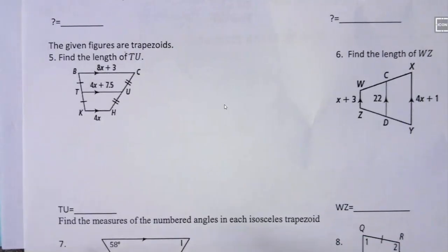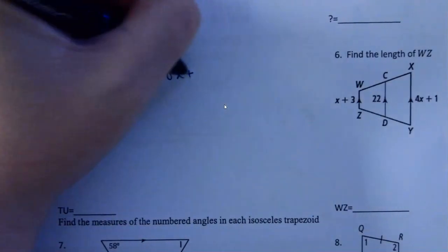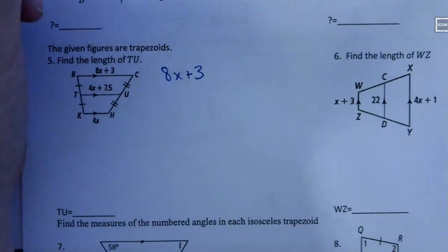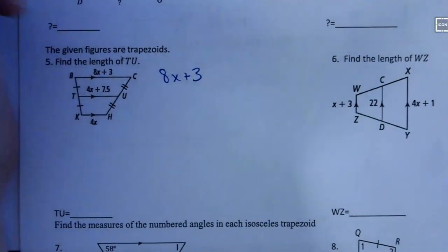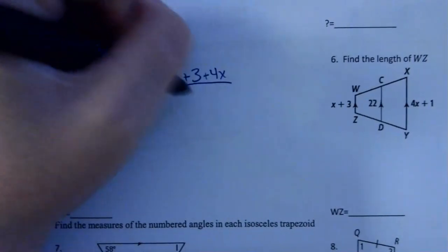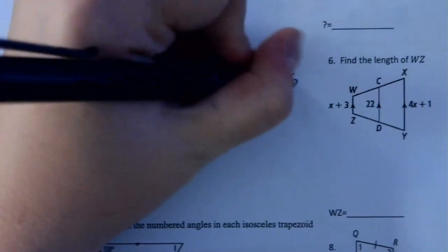All right, we're looking at number 5 from the assignment real quick. You're going to set it up the same as we did for this example on the bottom of page 7. We're going to add the bases and divide by 2. We're going to set it equal to 4x plus 7.5.